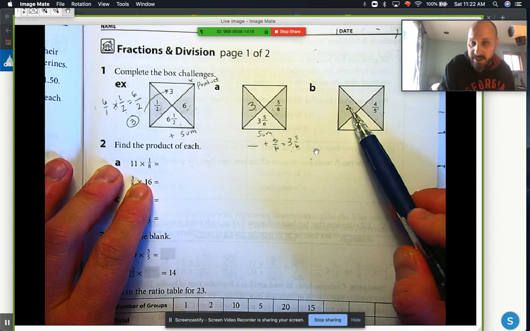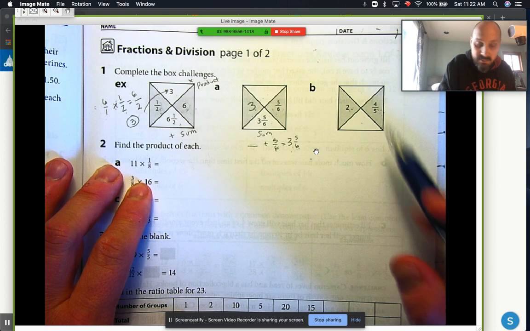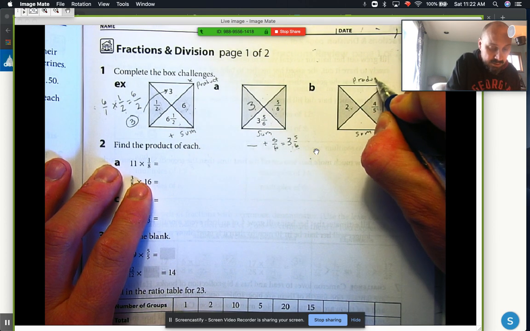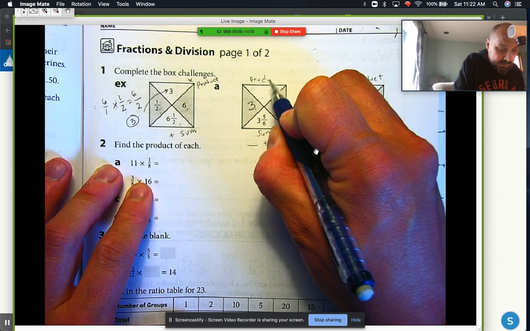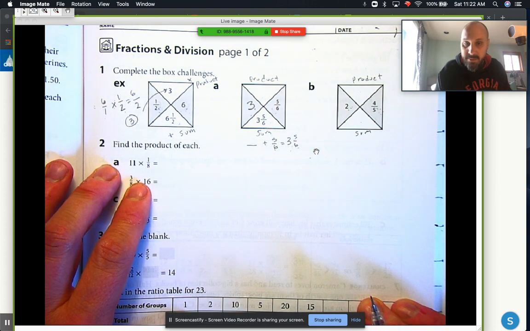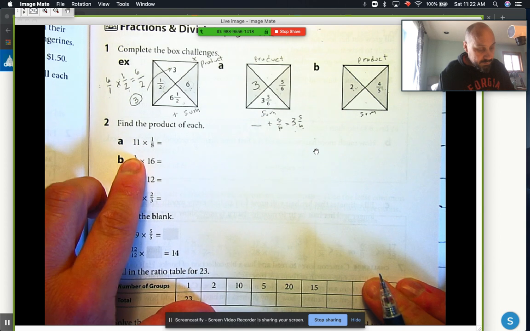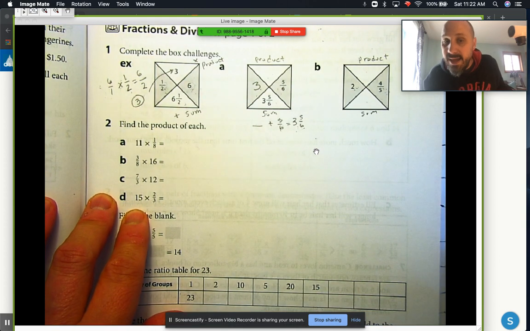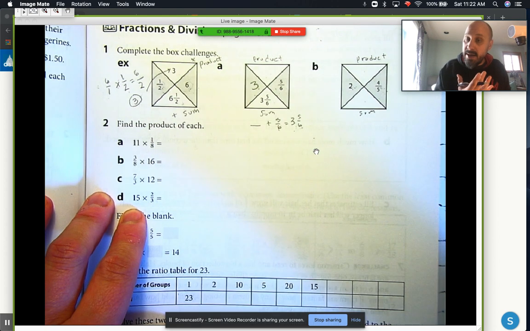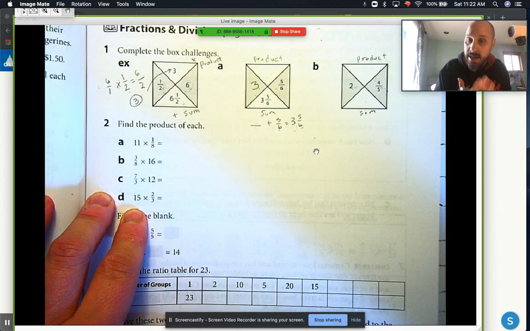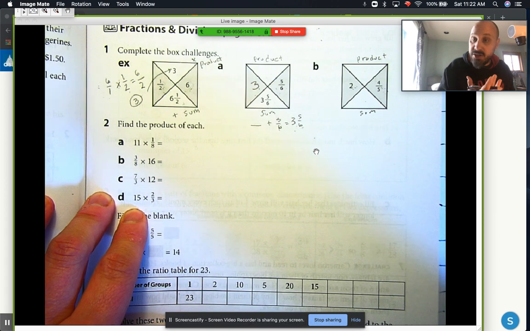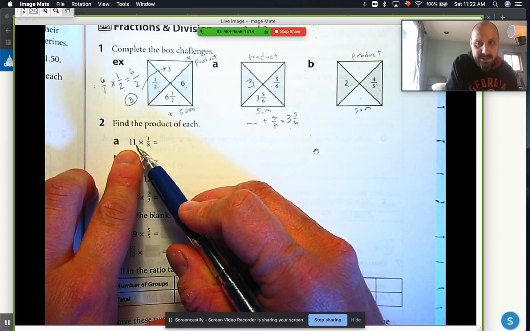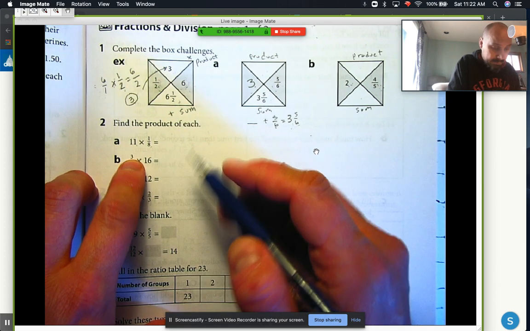Now in B, they already give you the grayed out numbers. So 2 plus 5/6, and then 2 times 5/6. Okay, so the product at the top, sum at the bottom. Number 2, it's all multiplication of a whole number and a fraction. And I'm going to go back to our algorithm to solve a whole number by a fraction, because the denominator and the whole number aren't as friendly in these problems as they were last time.